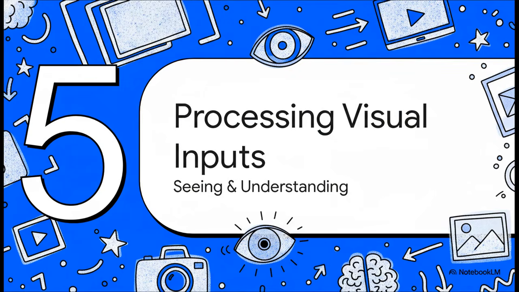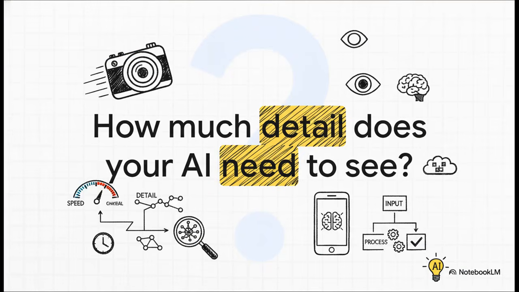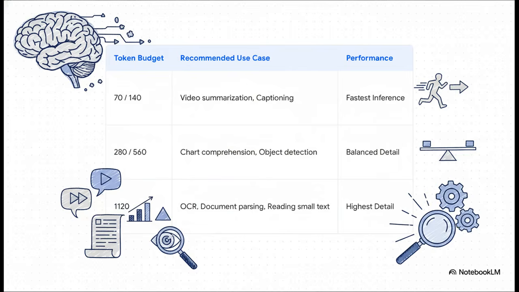All right, now let's talk about one of Gemma's most powerful features, its native ability to actually see and understand images and even video. So, when you're feeding it an image, the very first question you have to ask yourself is this one. Because Gemma 4 actually lets you control the trade-off between speed and how much visual detail it pays attention to. And you control this with what's called a visual token budget.